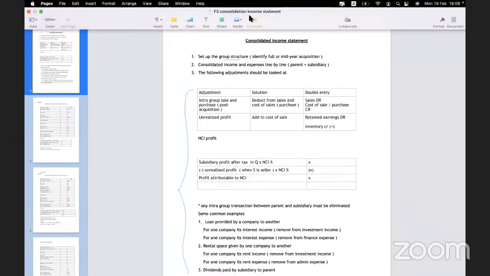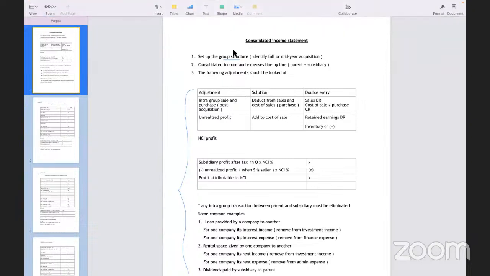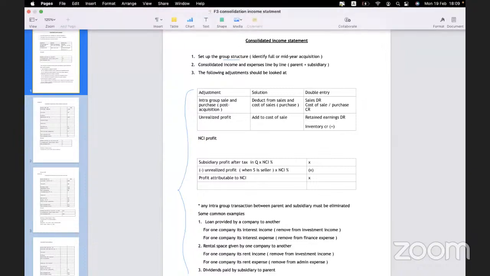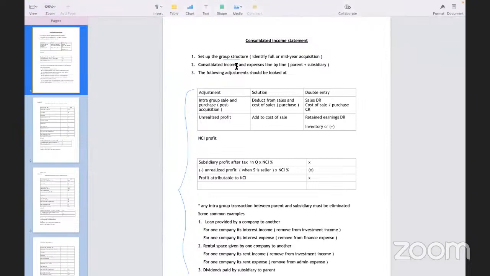That means, like last week with assets and liabilities, how did we handle? We took the parent asset, added with the subsidiary asset. Same concept. When you do an income statement, parent income is added with the subsidiary income. Parent expenses is added with the subsidiary expenses. So that's how you have to consolidate income and expenses. Simply add both and show.